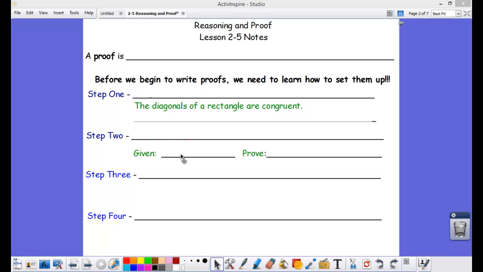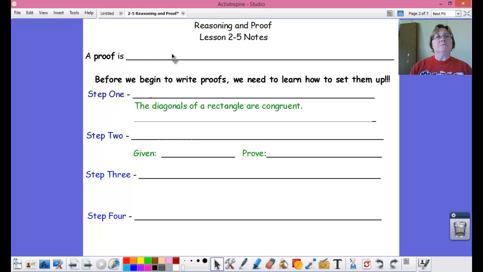Hi, and welcome to our lesson. This is from section 2.5 in your textbook, and today we're going to be looking at and learning about how to set up a proof. Okay? A proof is the accepted form of logical reasoning in geometry, so this is important to our understanding.